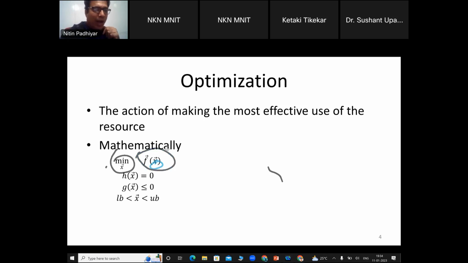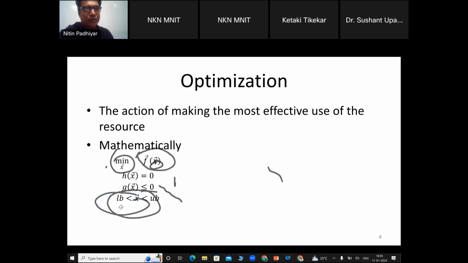But in doing so, I have to follow several constraints. Practically, I cannot get away without any constraint, right? So the constraints could be of equality type, that is h of x equals 0. And inequality constraints could be g of x less than or equal to 0. Those who are from chemical engineering can appreciate that mass balance and energy balance are equality constraints. g of x less than or equal to 0, like temperature should be less than or equal to 100 degrees centigrade, 200 degrees centigrade. That's an inequality constraint. And I can have direct bound constraints, a lower bound and upper bound on my variable.